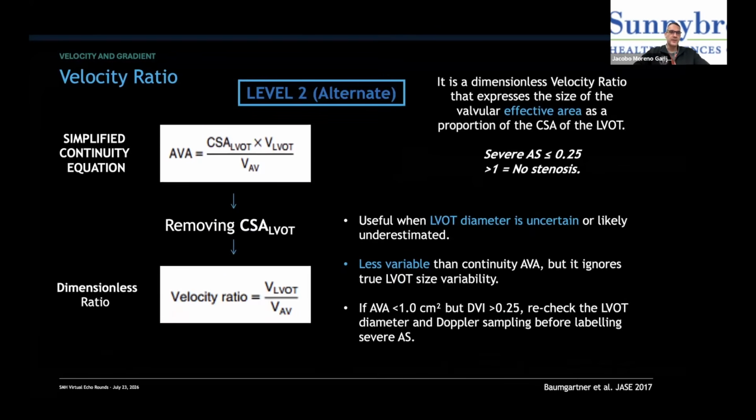As a level 2 alternate, we have the velocity ratio. So when is the velocity ratio helpful? Velocity ratio is basically the velocity in the LVOT divided by the velocity in the aortic valve. In normal conditions, the velocity in the LVOT should never be less than 25% of the velocity in the aortic valve. When it's 25% or less, that means a DVI of less than 0.25, and that's significant for an aortic valve area of less than 1. You can use this when the LVOT diameter is uncertain or underestimated, since it is less variable than the continuity aortic valve area, and we ignore the true LVOT variability.